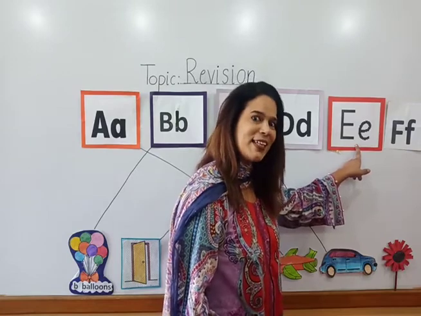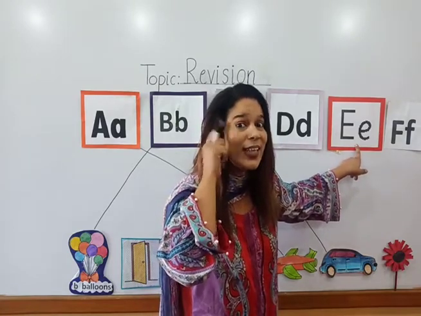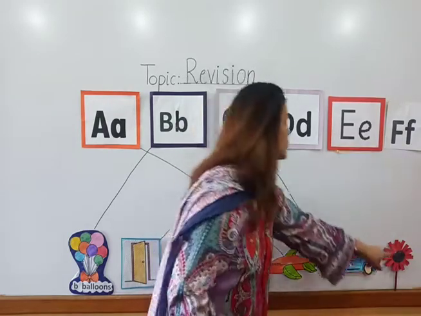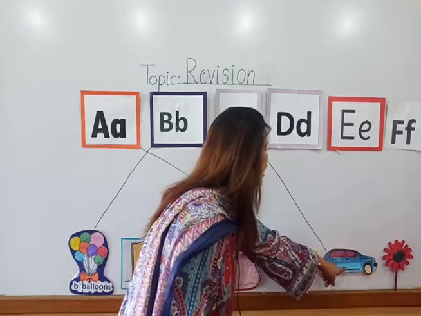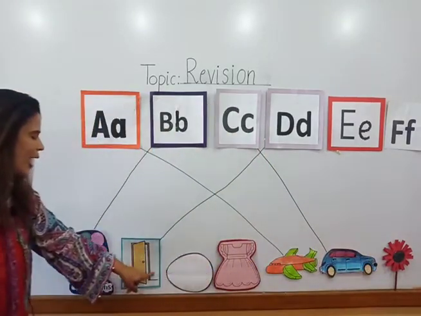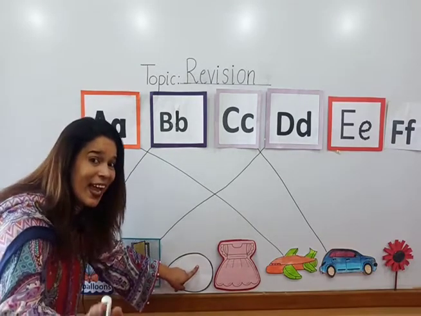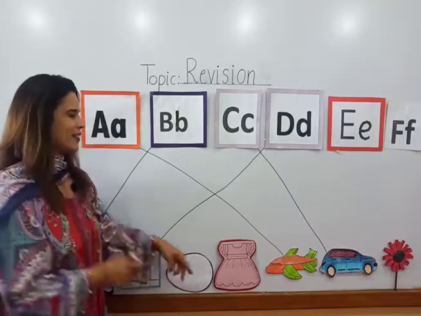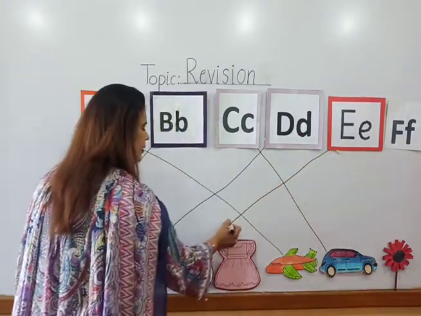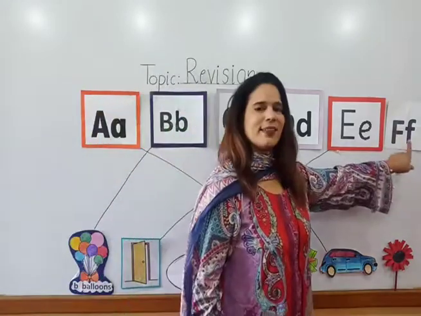Okay, now tell me, which letter is this? Letter E. And what is the sound of letter E? Do you remember what is the sound of letter E? A. What is the sound of letter E? A. Okay, let's find out the word which starts with A sound. E, A, egg. E, A, egg. Very good. Okay, let's match E, A with egg.